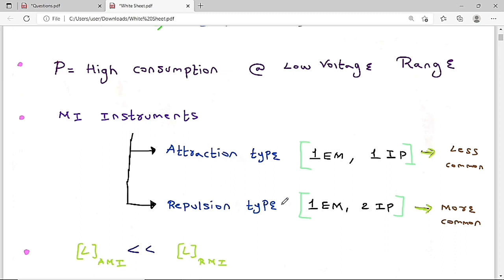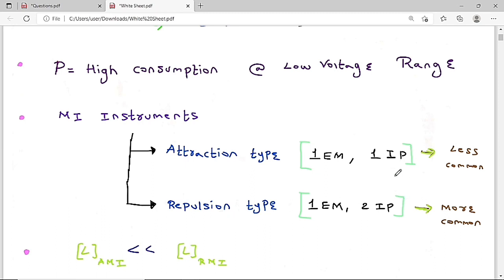Whereas in the repulsion type moving iron instrument, we have one electromagnet as well as two iron pieces. Suppose you excite the electromagnet; because of this, the two faces of these iron pieces will have the same polarity. Same polarity means they are going to repel, because same poles repel. So because of this, there is a repulsion, and based on this we call it the repulsion type moving iron instrument.